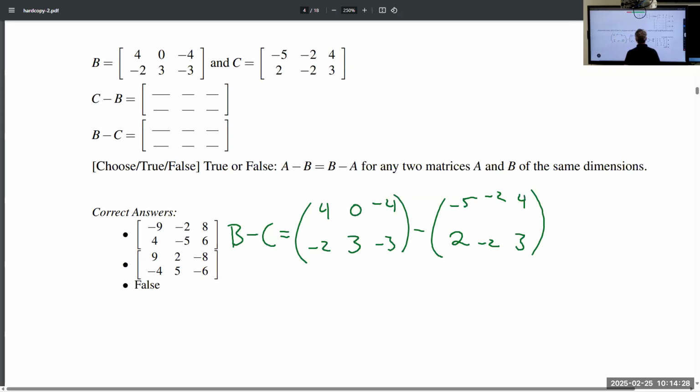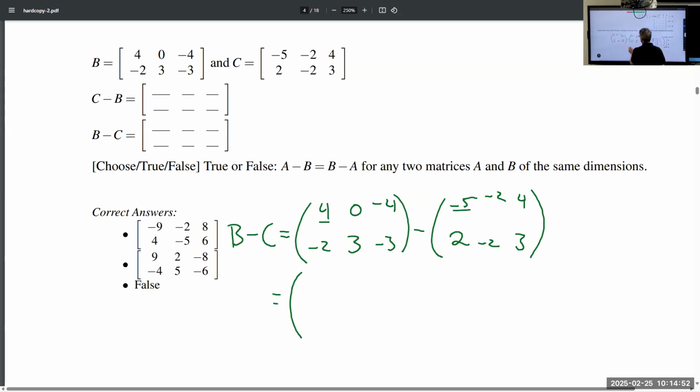And I would assume this will be different, even though it's the same matrices, but I'm subtracting them in the opposite order. And just like standard one-dimensional numbers, order matters, so I would assume order would matter here. But again, they have to be the same dimensions for you to be able to subtract them.